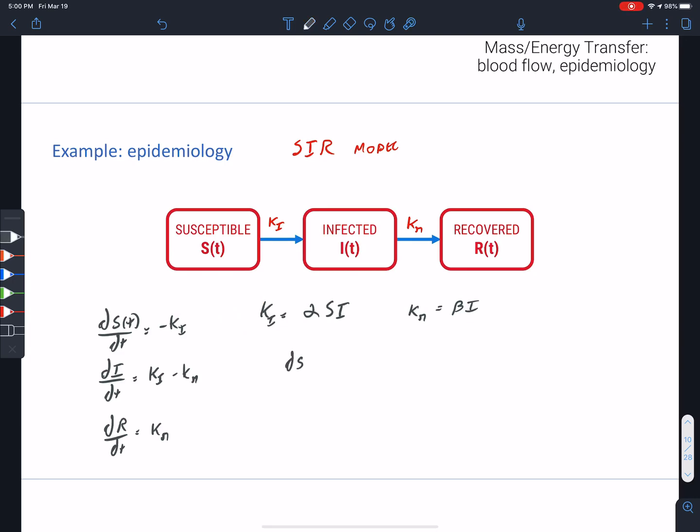So let's say dS/dt will be minus alpha S(t) I(t), right? This is all a function of t. dI(t)/dt will be alpha S(t) I(t) minus beta I(t). And let's say dR/dt will be equal to k_r, which is just beta I.